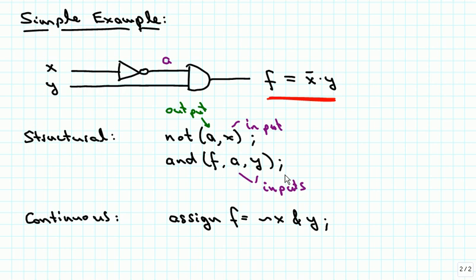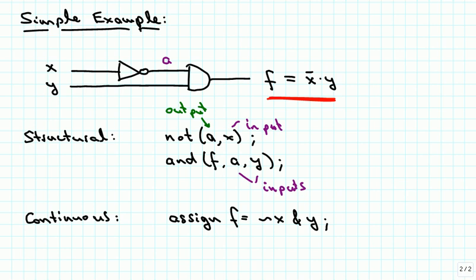So we basically tell Verilog to use an inverter, produce the output a from the input x, and then to use an AND gate and produce the output f by ANDing a and y together.